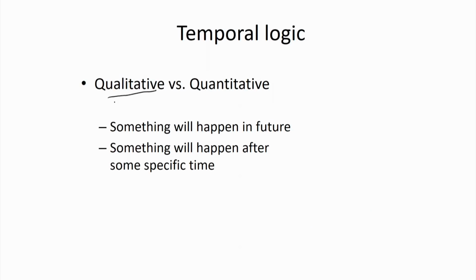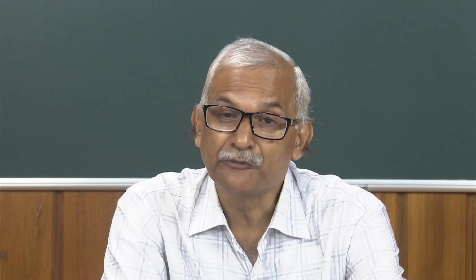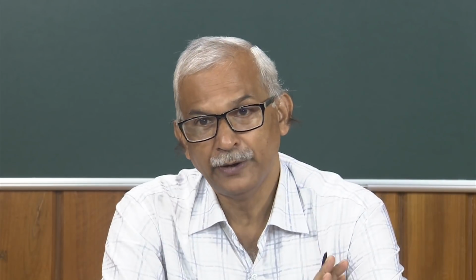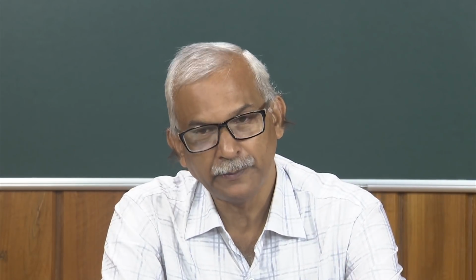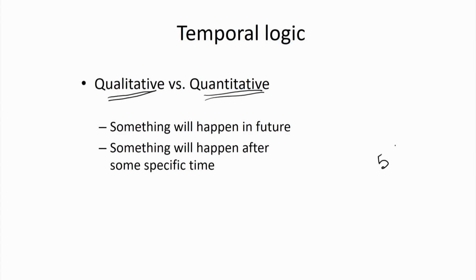So, if we specify the property in that particular way, we say this is qualitative in nature. We say that eventually, or in future, it should get the acknowledgement. But in quantitative nature, what will happen? We are going to specify the quantum of time. In that case, we will say that if the sender sends a message, then the sender should get the acknowledgement after 5 units of time. So, here we are not saying eventually it should get the acknowledgement, but we are saying that after 5 time units.